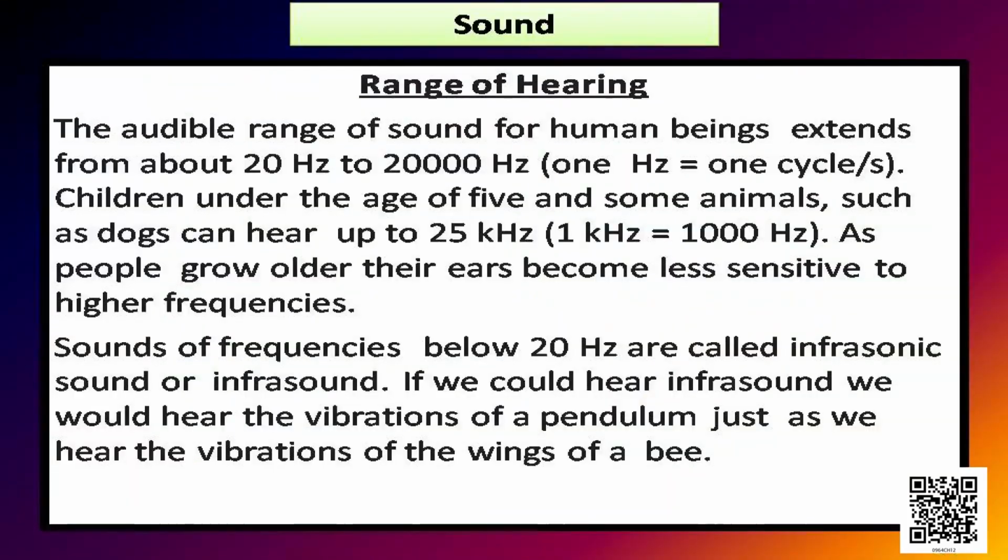Let us now discuss range of hearing. The audible range of sound for human beings extends from about 20 Hz to 20,000 Hz. Okay. What is Hz? Hz is 1 cycle per second. Children under the age of 5 and some animals such as dogs can hear up to 25 kHz. 1 kHz is equal to 1000 Hz.